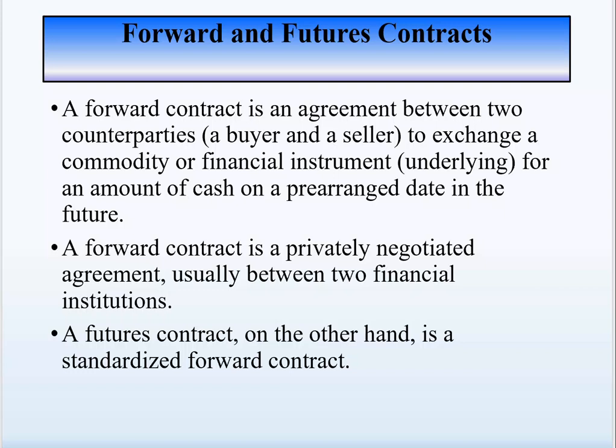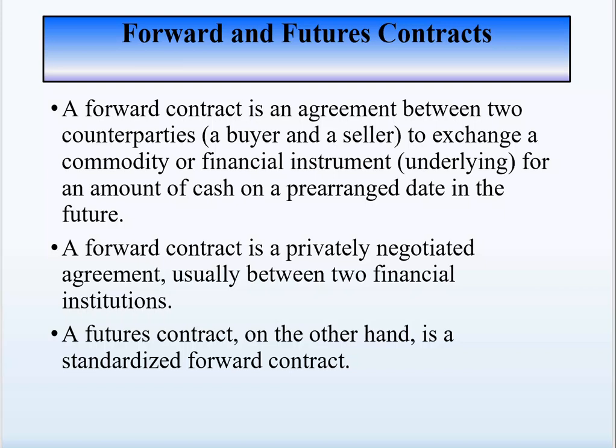A forward contract is an agreement between two counterparties, a buyer and a seller, to exchange a commodity or financial instrument, the underlying, for an amount of cash on a prearranged date in the future. They are negotiated bilateral trades, bilateral meaning between just two parties. Futures contracts, on the other hand, trade on exchanges, and so when they trade on exchanges, they facilitate speed and volume of transacting. And to do that, they're standardized.